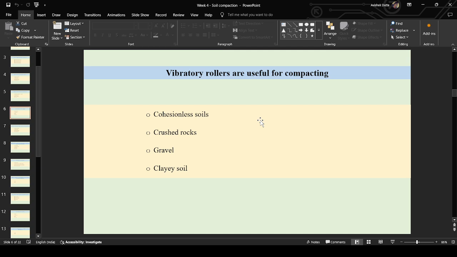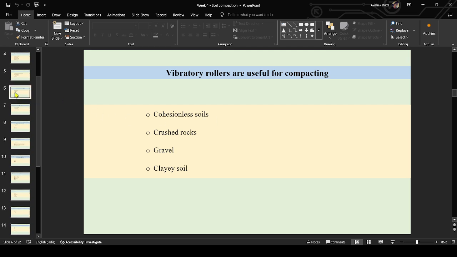I repeat the question. Vibratory rollers are useful for compacting. First option, cohesionless soils. Second option, crushed rocks. Third option, gravel. And fourth option, clay soil. Okay, I'll go to the next question.